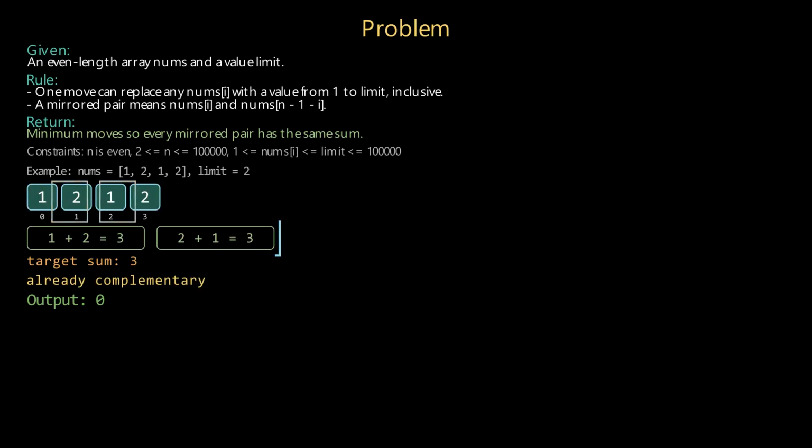Second example, nums 1, 2, 1, 2, with limit 2. The outside pair and the inside pair both sum to 3 already, so no moves are needed and the output is 0.